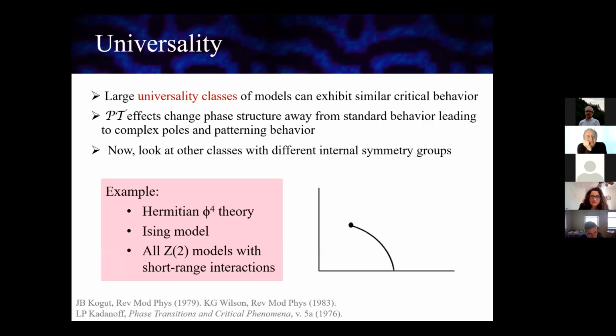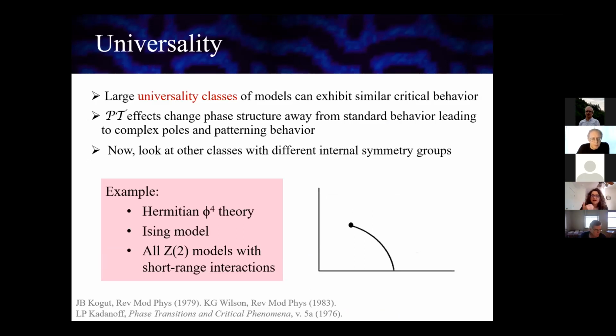Now, how do we make this general? So we're talking about critical behavior, and the first thing that comes to my mind when I think of critical behavior is universality classes. So basically what these are is that quantum field theories that have the same global symmetry and dimensionality have the same or similar behavior in the critical region. The classic example is that the Ising model has the same type of critical behavior as a Hermitian phi to the fourth theory, and really more generally, all Z2 models with long-range interactions.